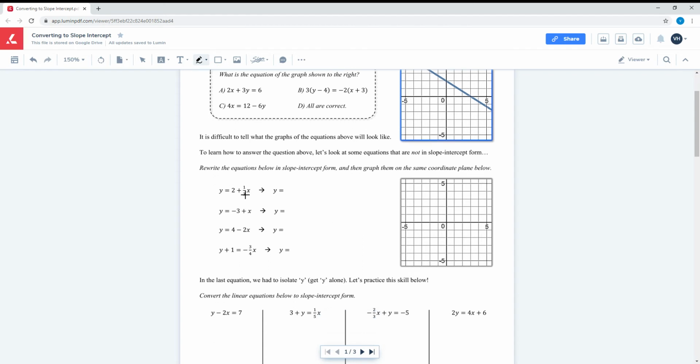So let us look at these right here. Rewrite the equations below in slope-intercept form and then graph them on the same coordinate plane. So it's going to have a bunch of lines here. It's going to look really cool.